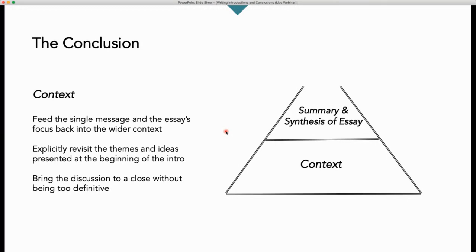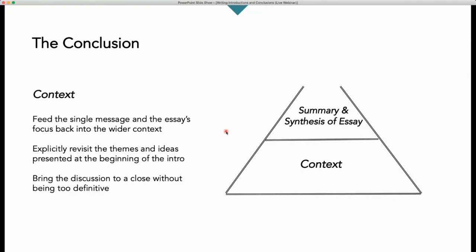What that does is it brings the discussion to a close, but without it being too definitive in terms of closing off the discussion, because that's not what you want to do. The reason this is important is that in academic writing, particularly published papers, the conclusion is never the end. It's an evolving piece of research. It will keep moving forward, and people will pick up what you've done and carry it forward.